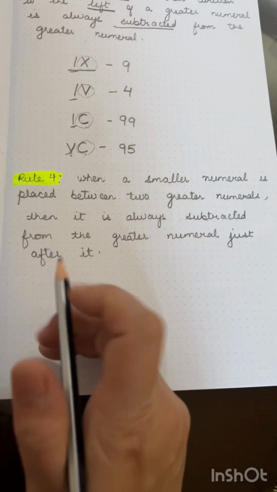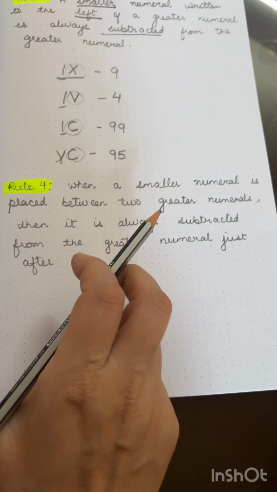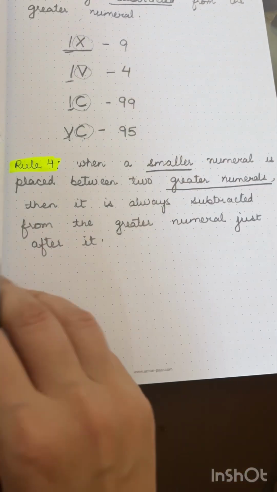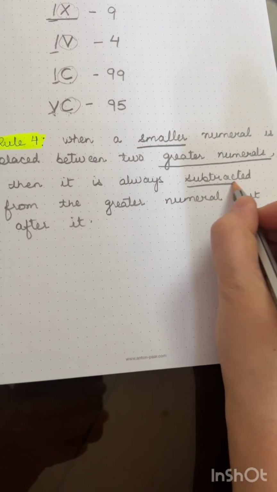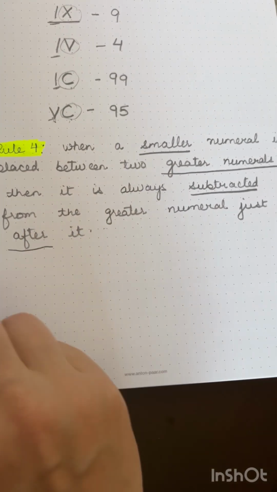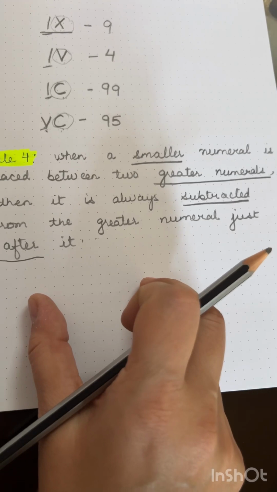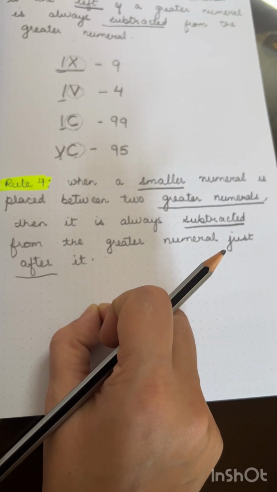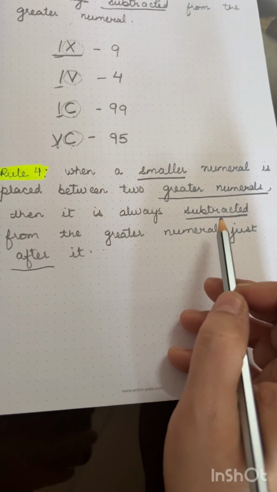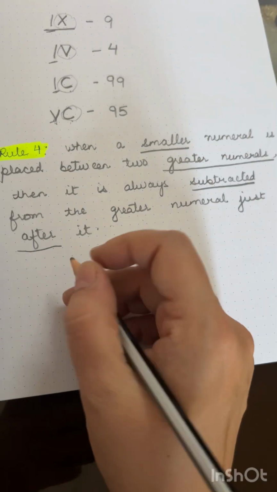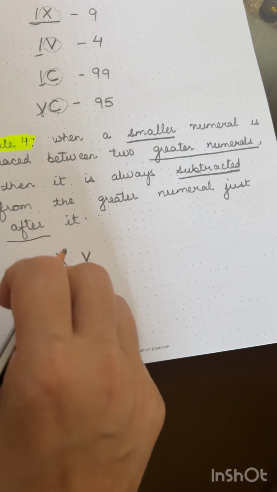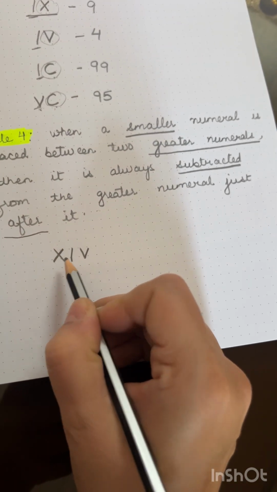So rule number 4 is when a smaller numeral is placed between two greater numerals, then it is always subtracted from the greater numeral just after it. So when there are two greater numerals and a smaller numeral is between them, we are going to subtract the numeral from the greater numeral just after it. I'll explain this with the help of an example. Suppose two greater numerals are there. Here I have written 10 and here it is 5, and I'm writing a numeral smaller than both of these.